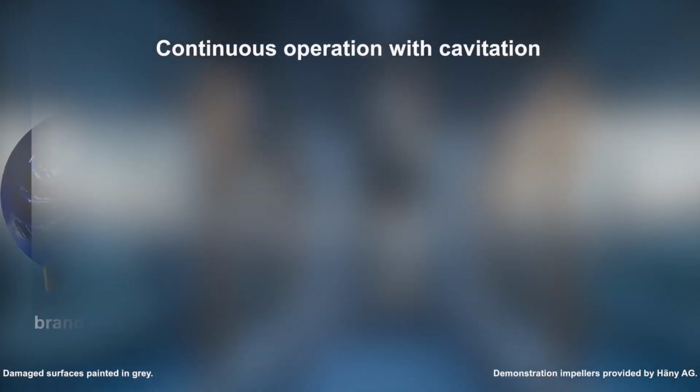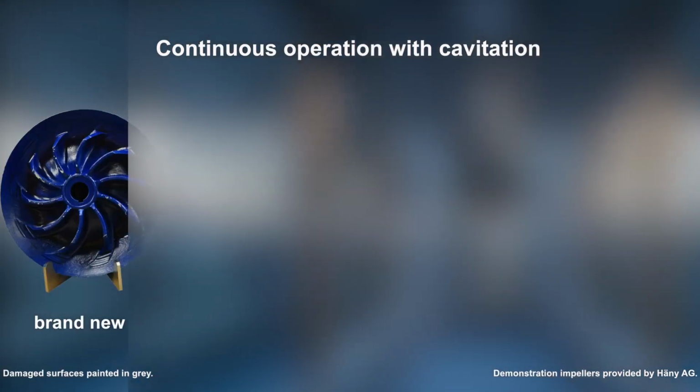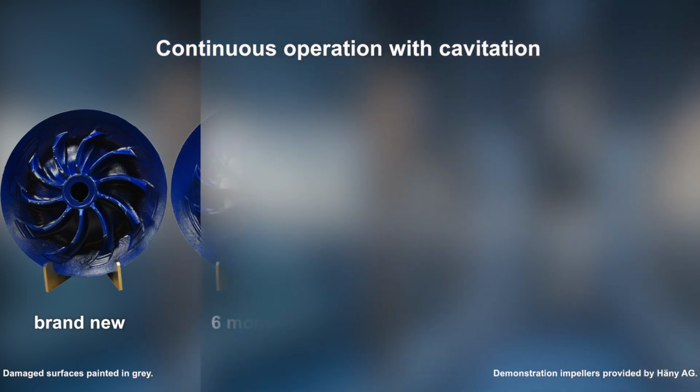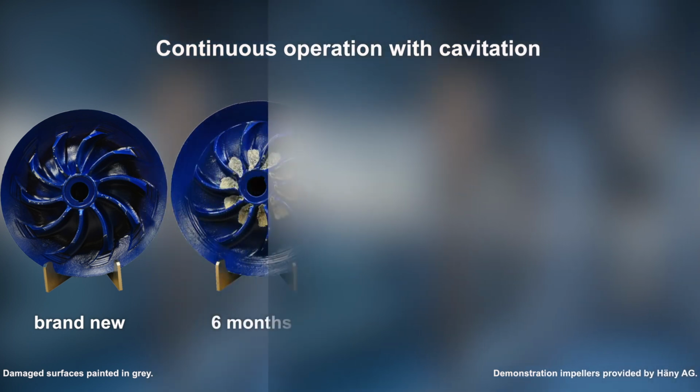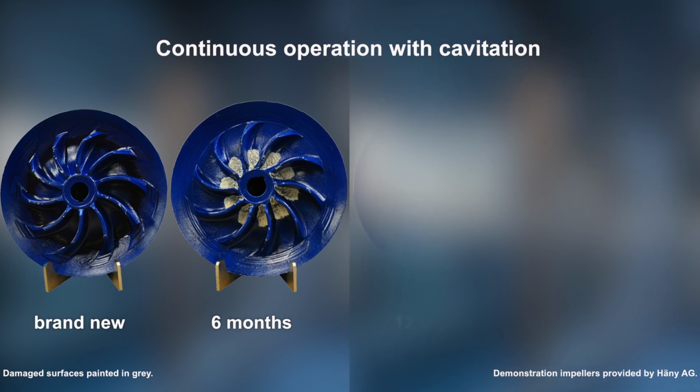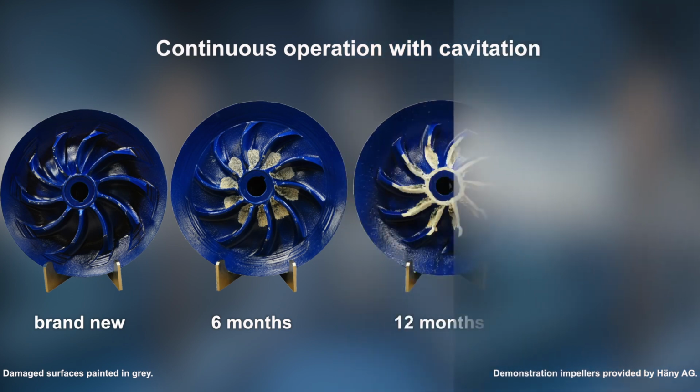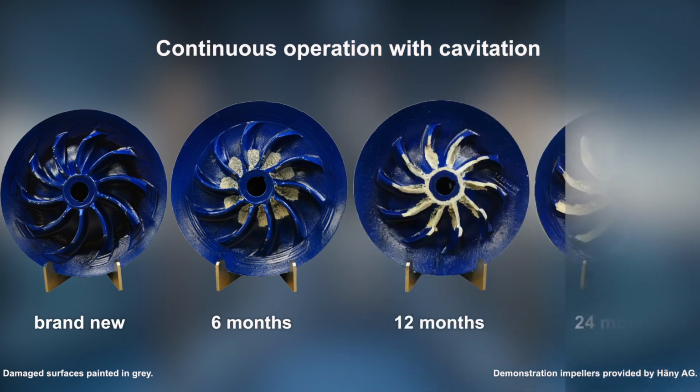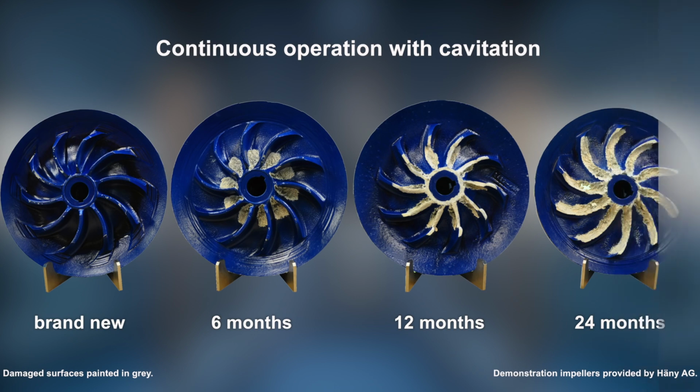We show a few examples of damage in pump impellers kindly provided by the Swiss pump manufacturer. A brand new impeller to the left in comparison with an impeller having been continuously exposed to cavitation during 6 months, another impeller with damage from 12 months operation in cavitation, and one from 24 months.